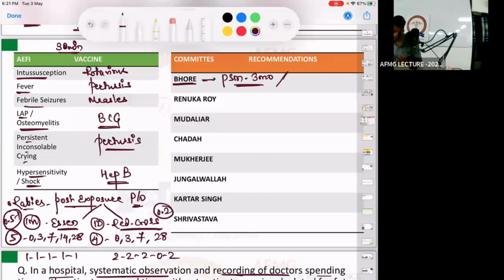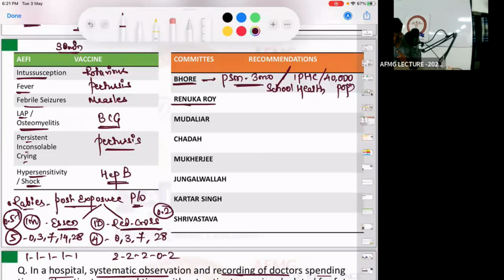Okay, next. Bhore committee also gave the recommendation of 1 PHC per how much population? 1 PHC per 40,000 population. At least remember this. And next, Bhore committee also worked on school health. So the first committee who worked on school health was Bhore. This was a direct question.